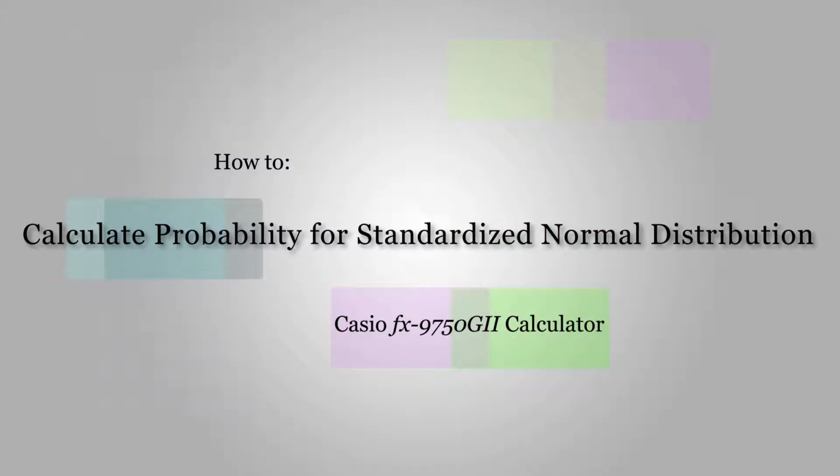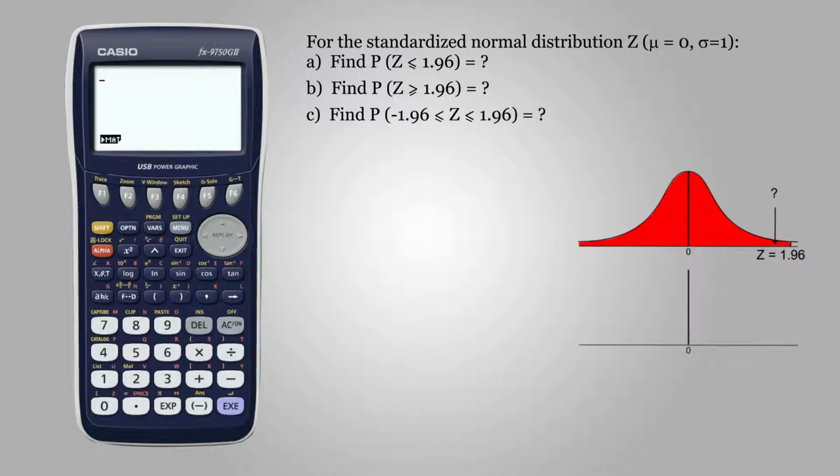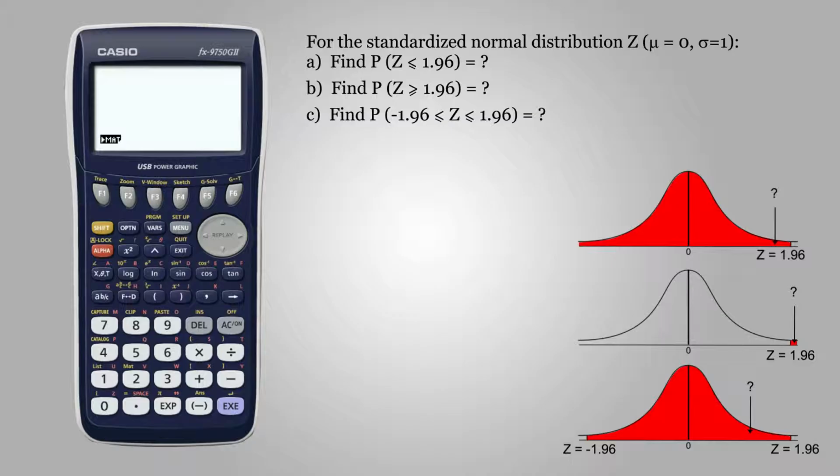In this video, we learn how to calculate probability for a standardized normal distribution using Casio fx-9750. The question asks, for the standardized normal distribution Z, which means the mean is 0 and the standard deviation is 1. A. Find the probability of Z values of less than or equal to 1.96. B. Find the probability of values of more than or equal to 1.96. And C. Find the probability of Z values between minus 1.96 and 1.96.